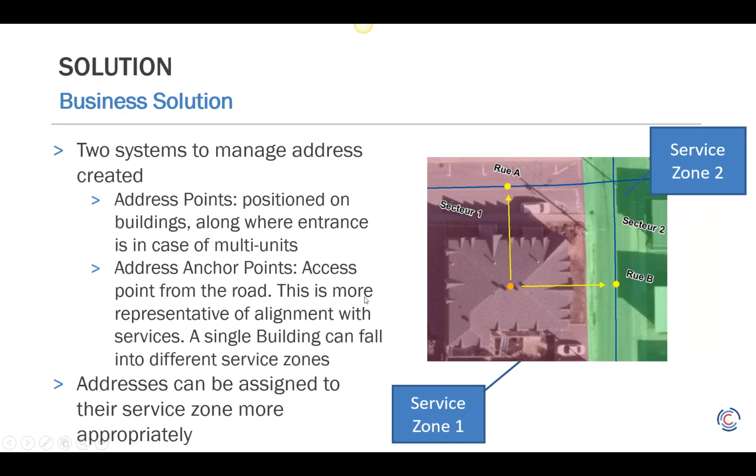So what they decided to do was create an address management system that allows them to have both an address point, which would be positioned on the building, or where the entrance is in the case of multi-units, and a separate layer that they manage, address anchor points, which is an access point from the road. This is more representative of the alignment with their services, like in the case of the graphic here.